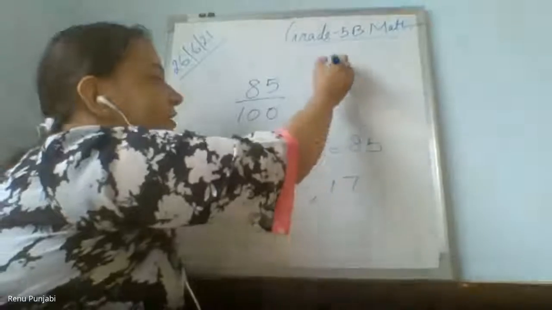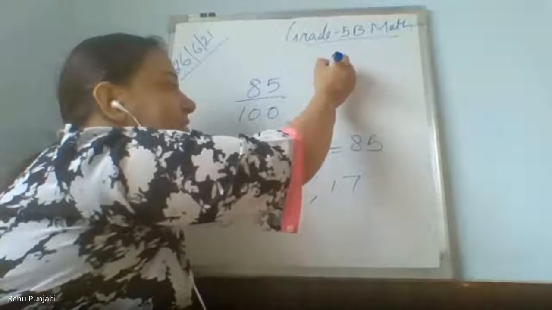Now go to the next number, 100. Find out the factors of 100 now. Is 100 divisible by 2? Yes. How many times? 50 times.